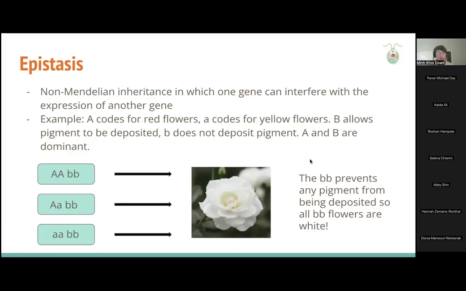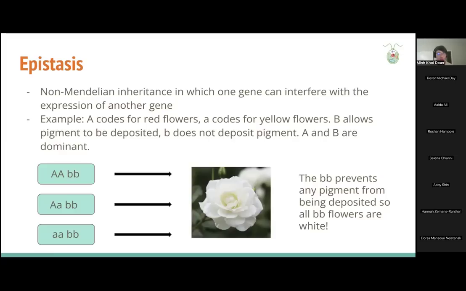The next example of non-Mendelian inheritance is epistasis. So it is a form of non-Mendelian inheritance in which one gene can interfere with the expression of another gene. A great example of this is, let's say A again codes for red flowers and little a codes for yellow flowers. However, there's another set of alleles. Big B allows for pigment to be deposited, but little b does not allow pigment to be deposited. Big A and big B are both dominant.